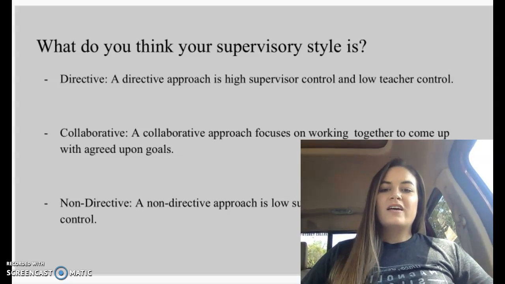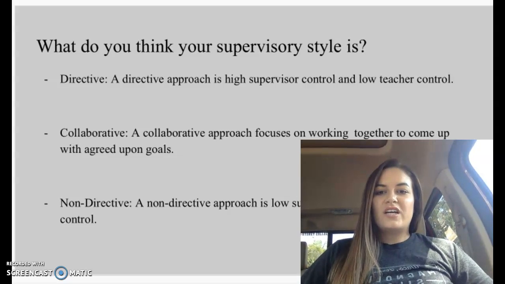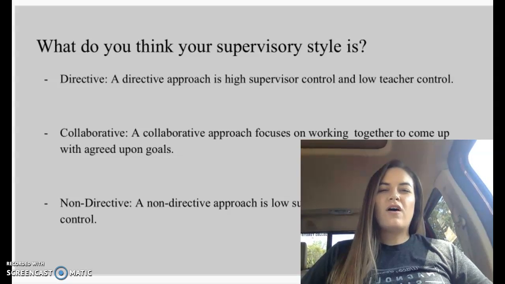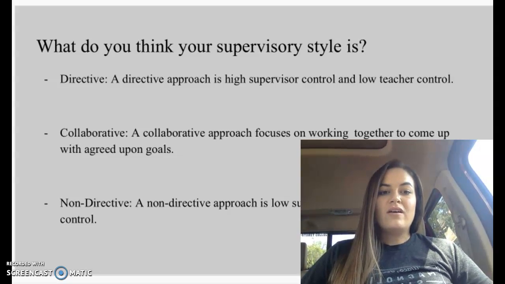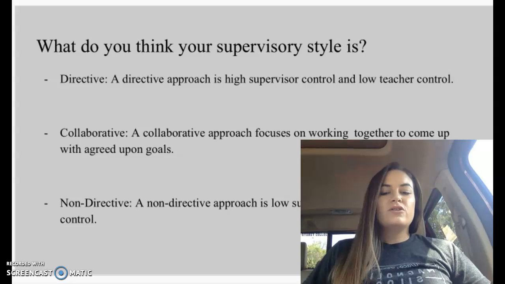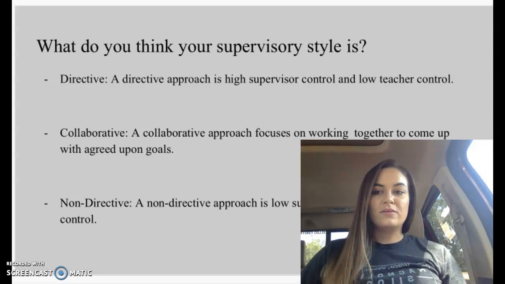Take a second, look at the styles on the screen, and determine where you think you fall right now before we get into it. Do you think you're more of a directive person? A directive approach is high supervisor control and low teacher control. Do you think you're more collaborative? A collaborative approach focuses on working together to come up with agreed upon goals. Or do you think you lean towards more non-directive? Non-directive approach is low supervisor control and high teacher control.